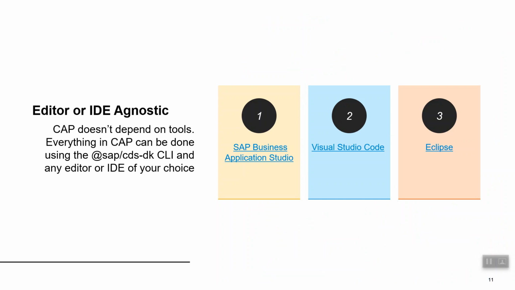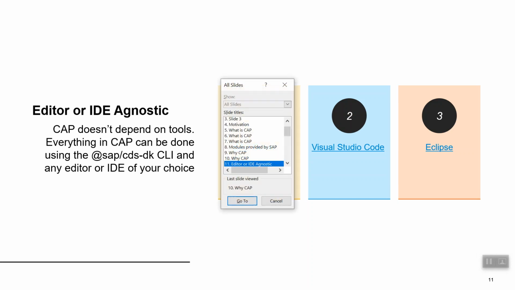So this is what I was telling. You can develop applications either using SAP Business Application Studio or Visual Studio Code or Eclipse, with your own choice of favorite editor. Now we go to the Eclipse slide.